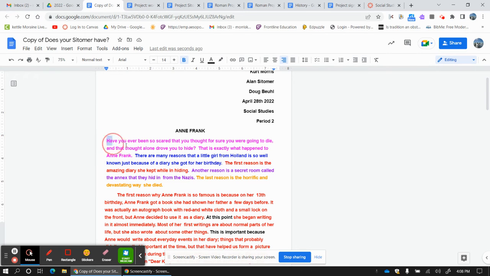Check this out. This is the hook that we wrote together and we agreed on. Have you ever been so scared that you thought for sure you were going to die, and that thought alone drove you to hide? And then, of course, my follow-up on my hook: That's exactly what happened to Anne Frank. Okay? That's my hook. Then I go right into my essential question statement.